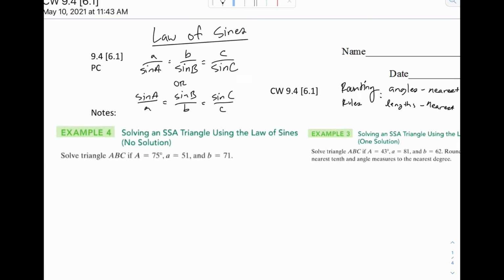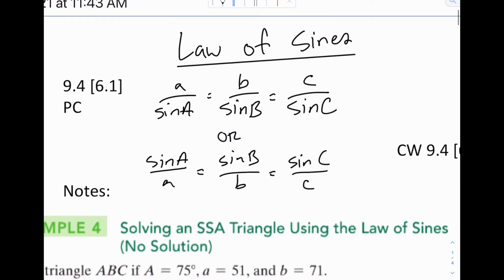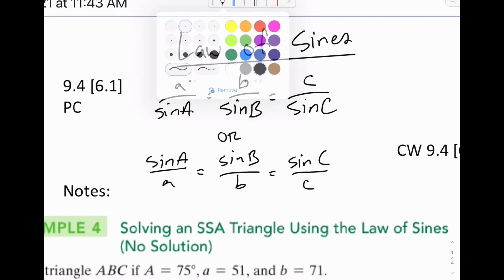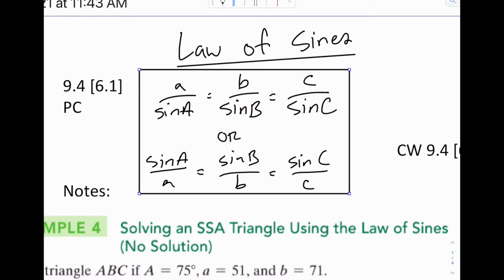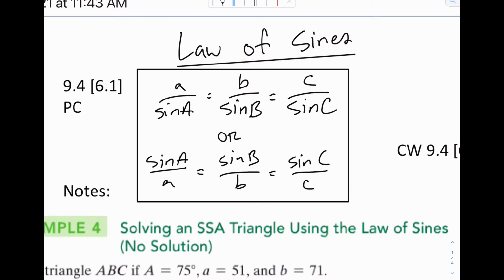Welcome to CW 9.4. Today we'll be talking about the law of sines. So take a moment and just copy that down. That's a law of sines. Hopefully you remember this from your trigonometry class last year. And if not, that's okay. We'll spend some time talking about it today.